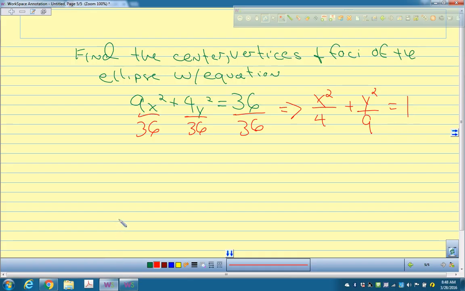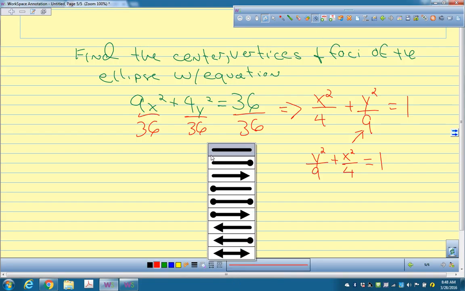Everyone understands that? Okay. Now this one, since this number is bigger than this number, you should really rewrite it as y squared over 9 plus x squared over 4 equals 1. Because you always put the bigger one first. You don't have to, but the bigger number tells you which way the ellipse goes. Okay? And it's useful, I think, to sketch the ellipse. We're going to put arrows on the end.